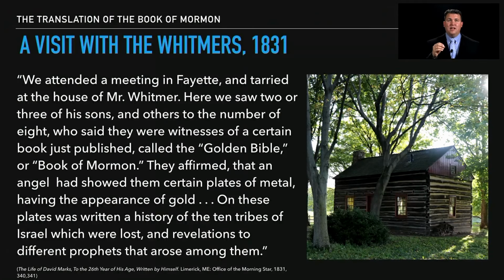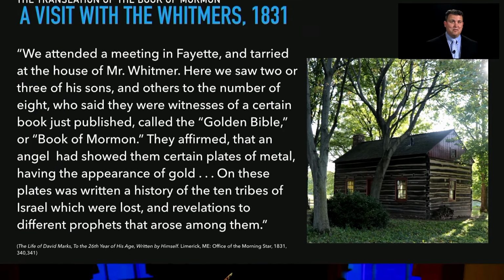In fact, he mentions, "I went to a meeting in Fayette and tarried at the house of Mr. Whitmer. I saw 2 or 3 of his sons." We're assuming Christian and Peter are among them. "And to others of the 8 who said they were witnesses of a certain book just published called the Golden Bible or the Book of Mormon. They affirmed that an angel had showed them certain plates of metal having the appearance of gold, and on these plates was written a history of the 10 tribes of Israel which were lost, and revelations to different prophets that arose among them." Now, he got a couple of details there wrong, but that's okay. As early as 1830, all the Whitmers are testifying that the Book of Mormon is true.